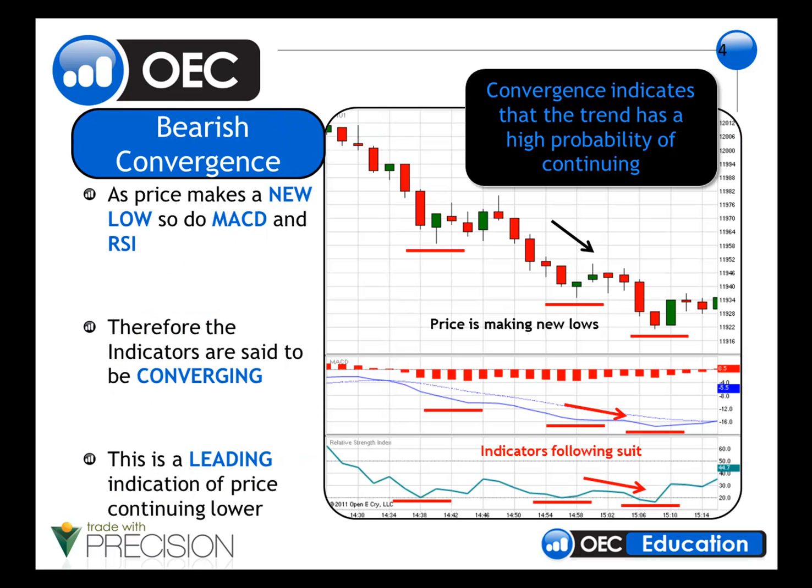Let's look at some examples. This is what I'm talking about when I say bearish convergence. I'm saying that as price action makes a new low in this case, so do the MACD and the RSI indicators. So the indicators follow suit with the price.